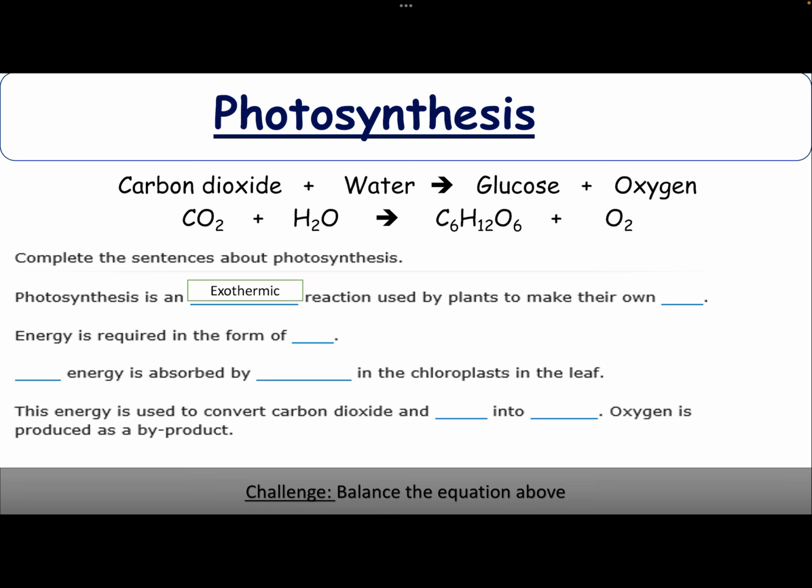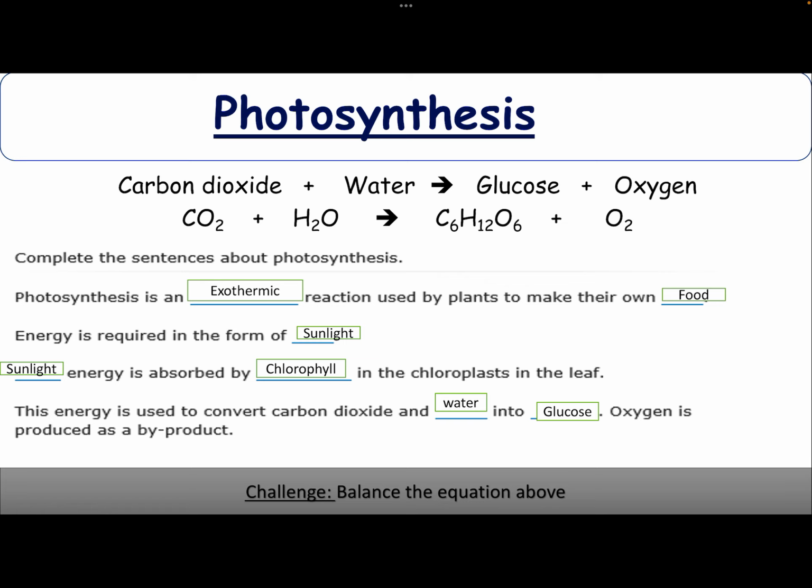Photosynthesis is an endothermic reaction used by plants to make their own food. Energy is required in the form of sunlight. Sunlight or light energy is absorbed by the chlorophyll, which is in the chloroplast of the leaf. This energy is used to convert carbon dioxide and water into glucose. Oxygen is produced as a byproduct.